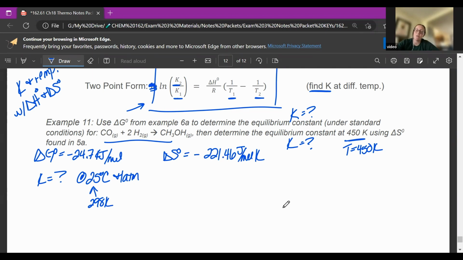So I want you to mull this over for a little bit, pause it, and try to figure it out on your own. Okay, Kara's going to help me walk through this one.